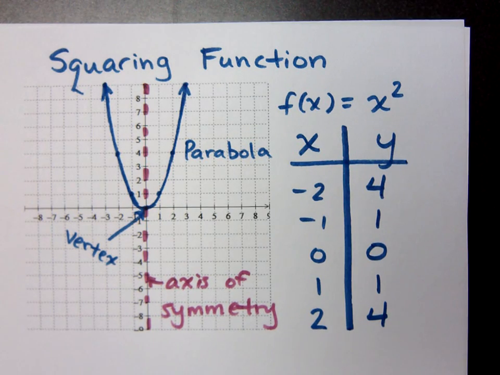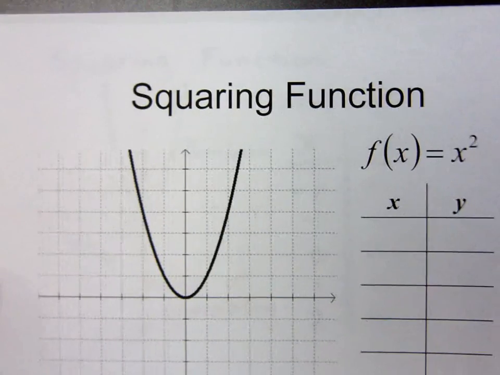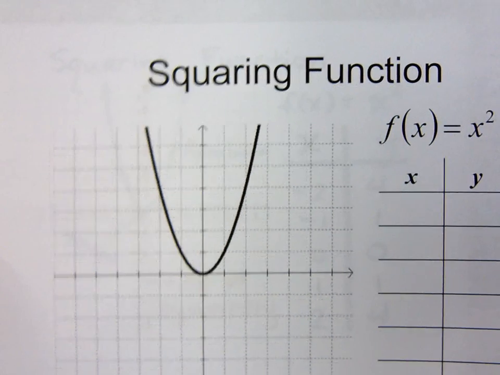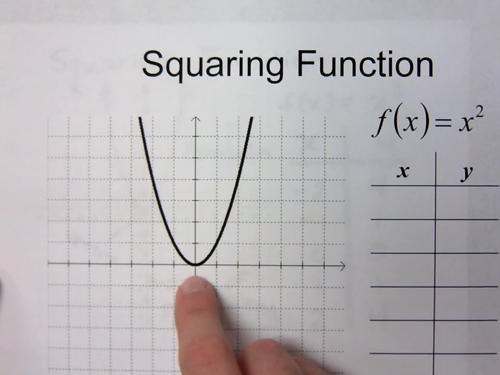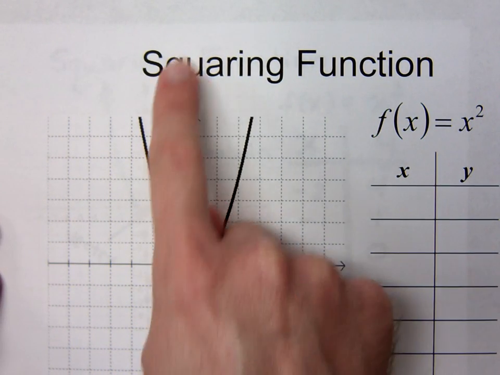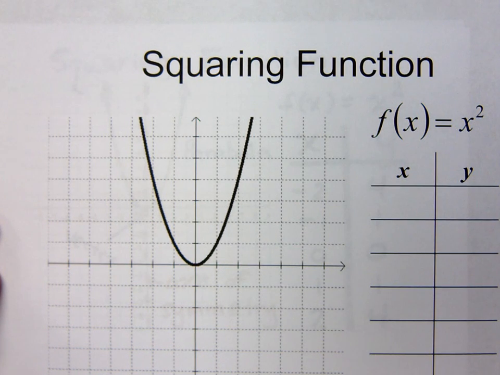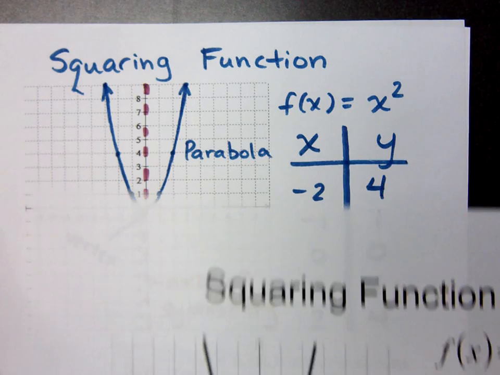When I look at what the computer has drawn, you see I get the same thing. All the key points match up. Here's my vertex. I've got my axis of symmetry running down the middle. Everything's perfect.